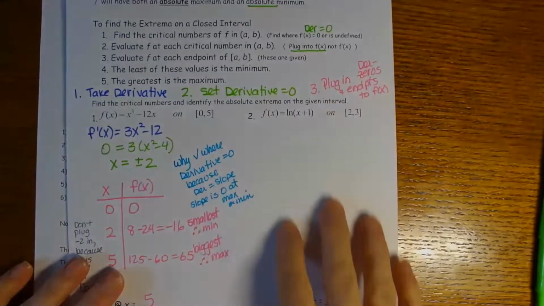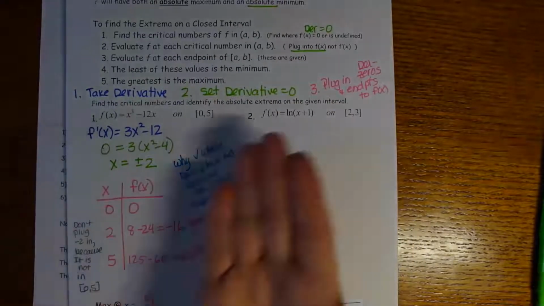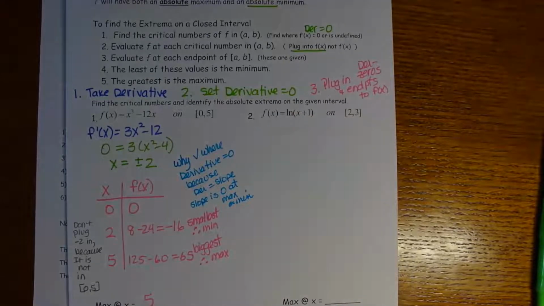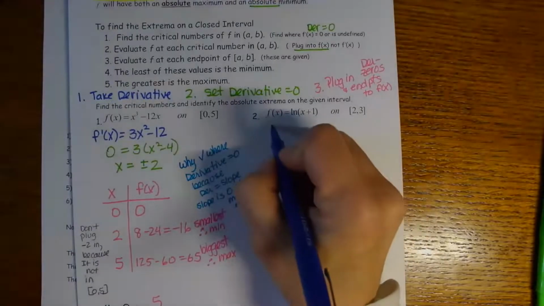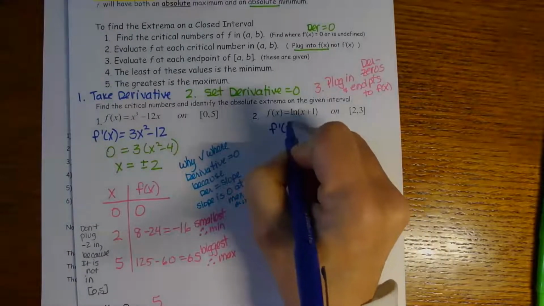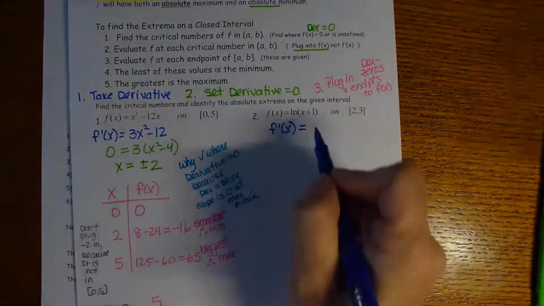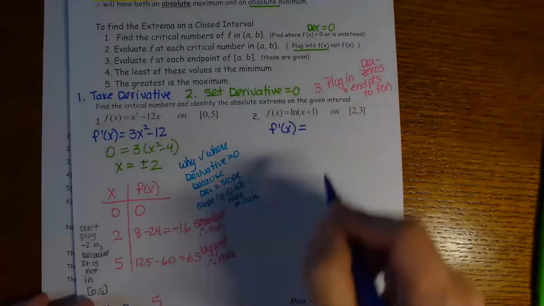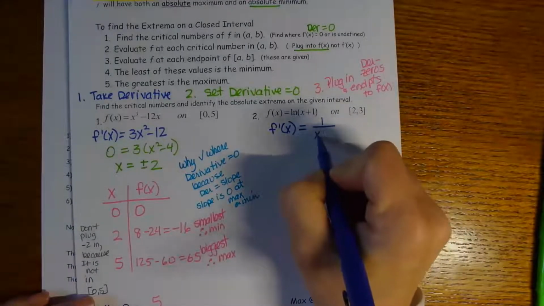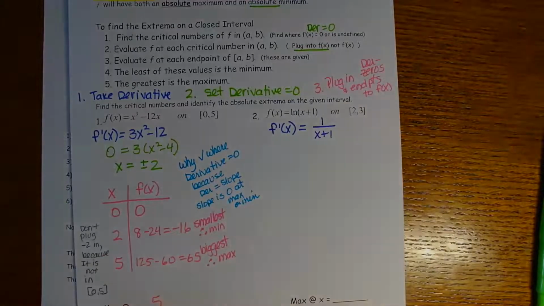All right, let's try and run through our stuff on the next one. Of course, I put a scary one in. It would be too easy if we just did a polynomial. We need a log. So let's take f of x. What is the derivative of ln of x plus 1? 1 over x plus 1, right?